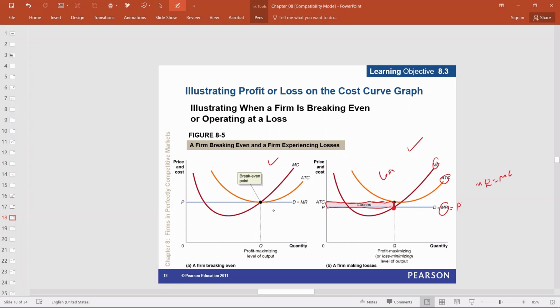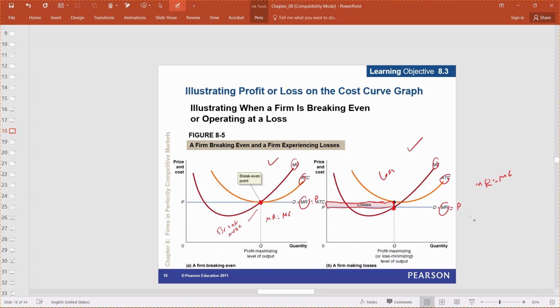So this is marginal revenue equals price, and this is marginal cost. And you want to look at where marginal revenue equals marginal cost. It is at this level, and if you draw a line from this level that hits average total cost, they meet at the same point here. So there is no loss and no profits. So this is called break even point, where there is no loss and no profits.